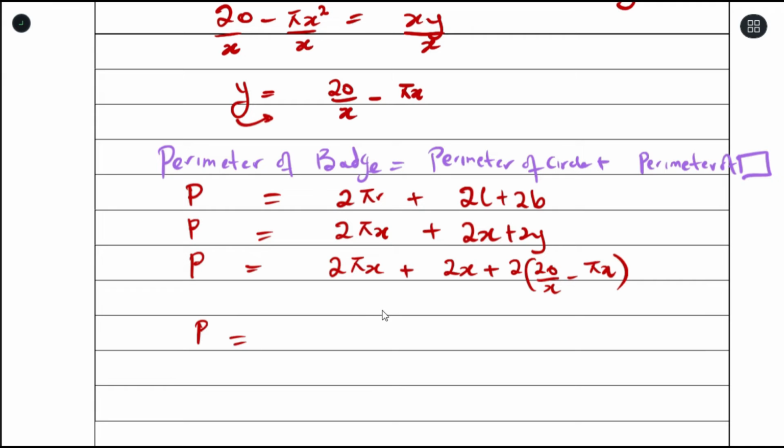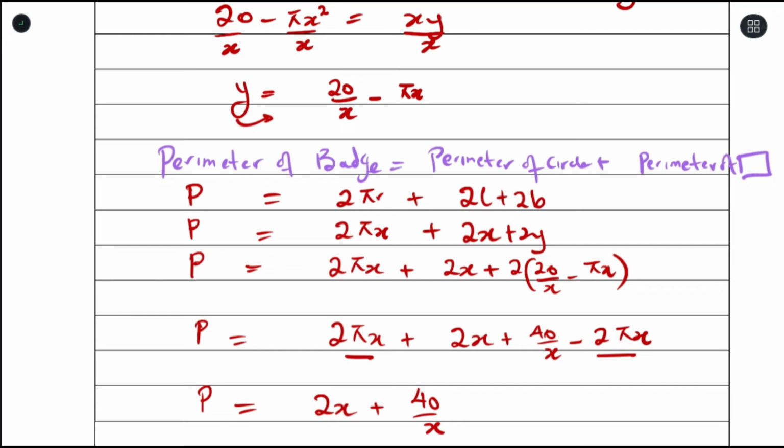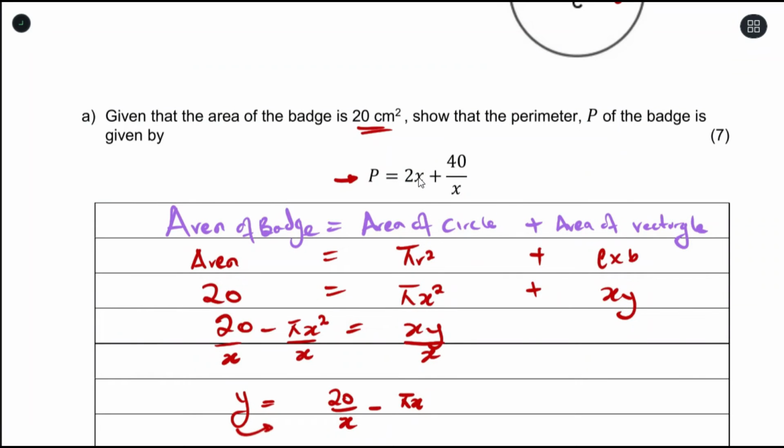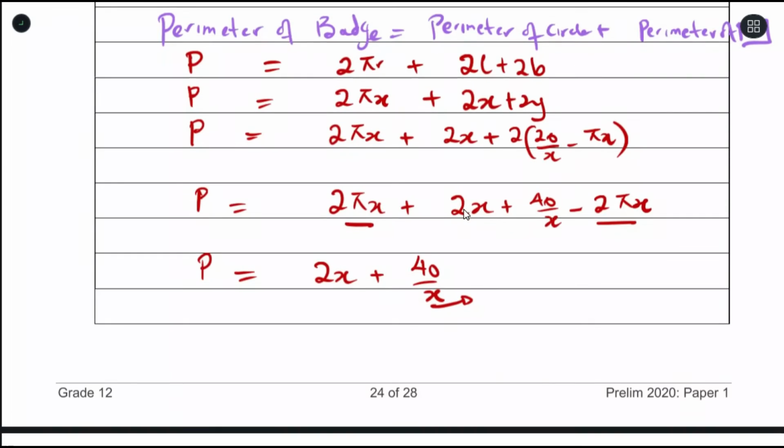So P is equal to 2 pi x plus 2x. Then let's open up this bracket. This will give you 40 over x minus 2 pi x. Now you see you have 2 pi x here and negative 2 pi x here. Those would give you 0. So your perimeter is just 2x plus 40 over x. And that's your answer. As you can see, that's exactly what we're asked to prove. The perimeter is equal to 2x plus 40 over x. And at the end of this, we got 2x plus 40 over x. And this is proven. All done.